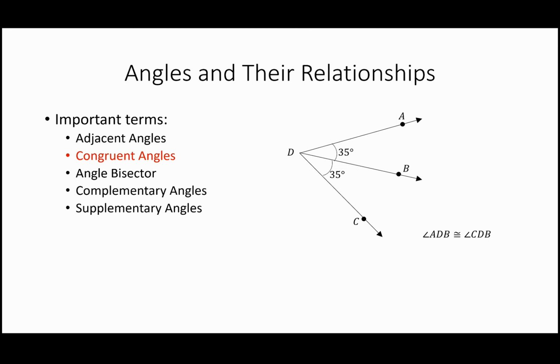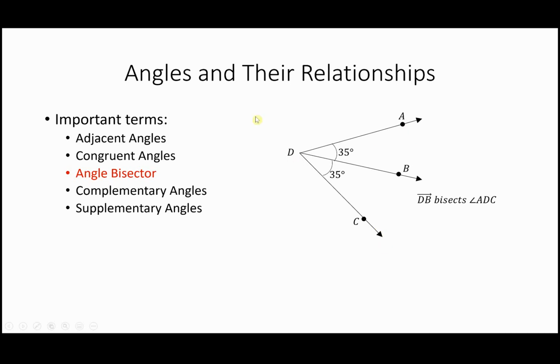What is an angle bisector? Well, that'll be a ray which cuts an angle exactly in half. So we could use the same exact figure here as well in order to define angle bisector, in which ray DB is acting as an angle bisector. So we would say that it bisects, in this case specifically, angle ADC.